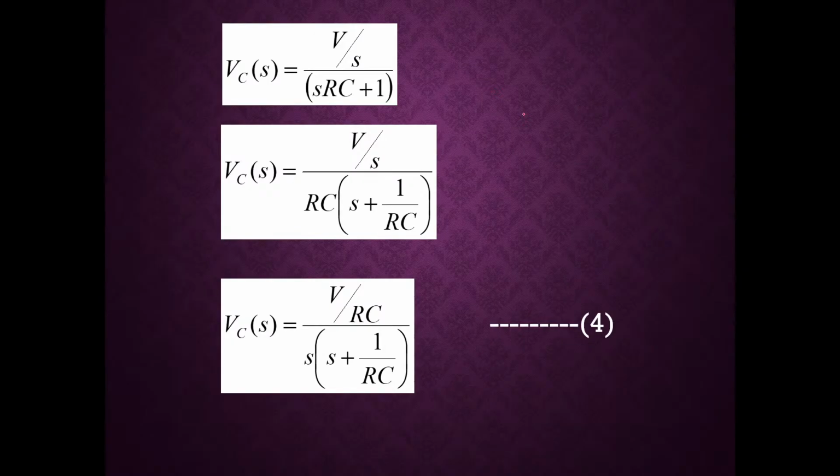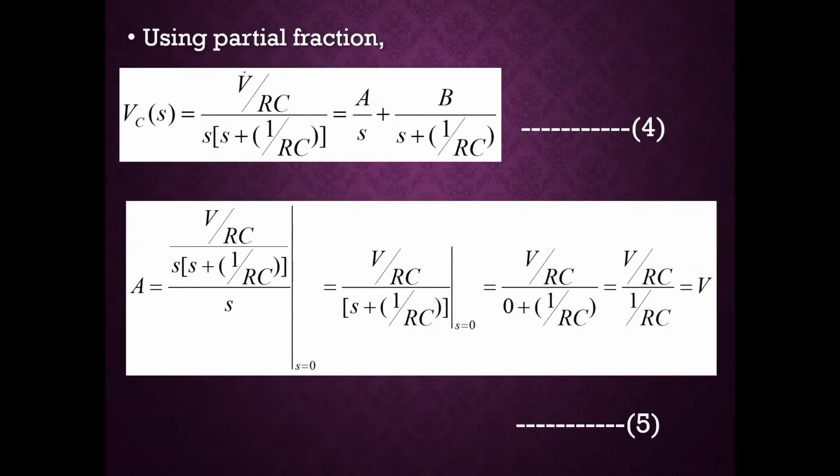I hope we might have written. Now let's go for partial fractions. You will have A by S plus B by S plus 1 by Rc. By using partial fractions, Vc of S equal to V by Rc by S into S plus 1 by Rc, that is equal to A by S plus B by S plus 1 by Rc.